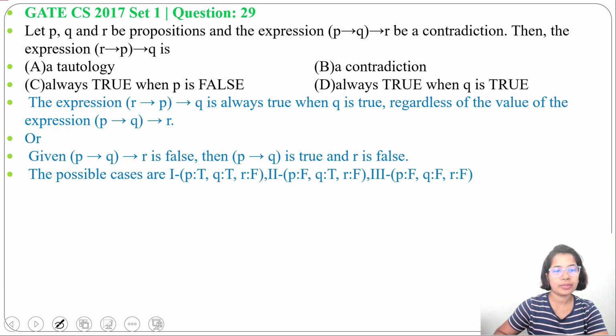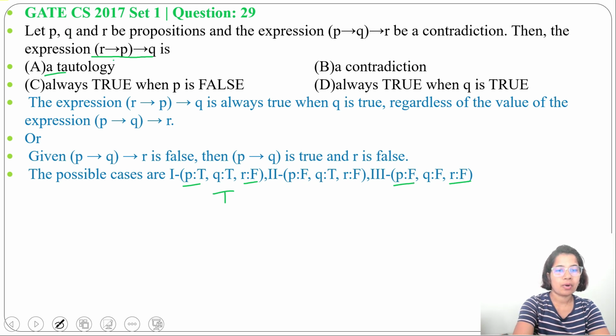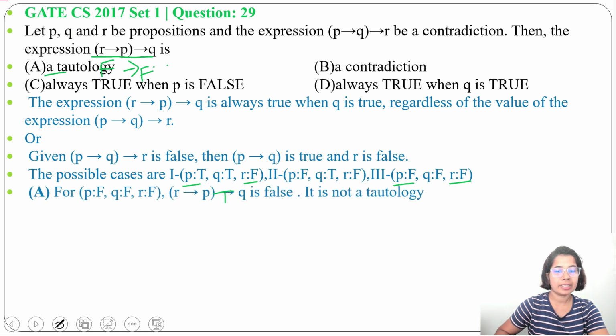Now check the options. Option A, R implies P, whole implies Q is a tautology. In the first case, R implies P, false implies true, it will be true, true implies true, it will be true. Now in the second case, false implies false, true, true implies true, it will be true. Now in the third case, R is false, P is false, so false implies false will be true. Now true implies false, it will be false. As we are getting false, it's not a tautology. In case 3 it's false, so it is not a tautology.